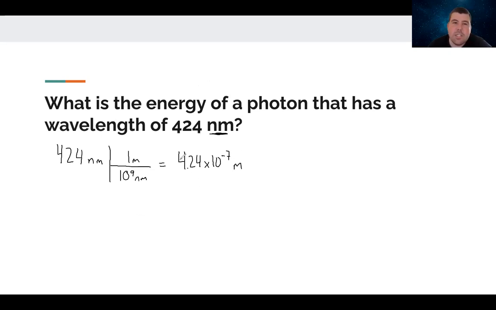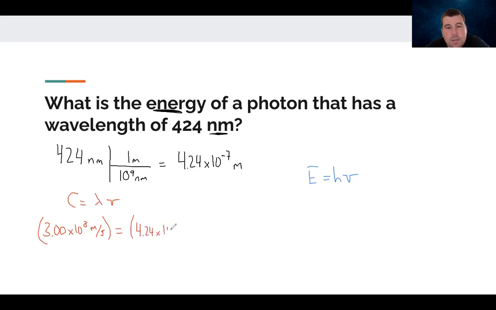We can now take this equation and it asks for the energy, but I'm given the wavelength. So the only equation that I have for energy is going to be E equals h nu. But I don't have nu. I have lambda, I have wavelength. So what I'm going to do first is determine what nu, what frequency is, using the other equation, c equals lambda nu. c I know is the speed of light, 3.00 times 10 to the 8th meters per second. I have the wavelength, which is 4.24 times 10 raised to the negative 7th meters, times nu.